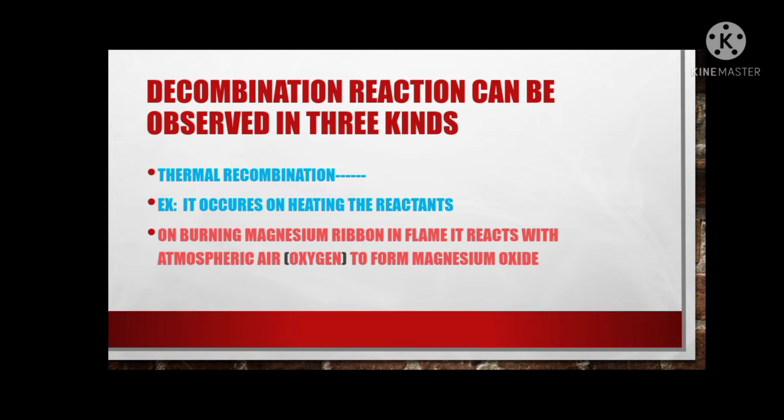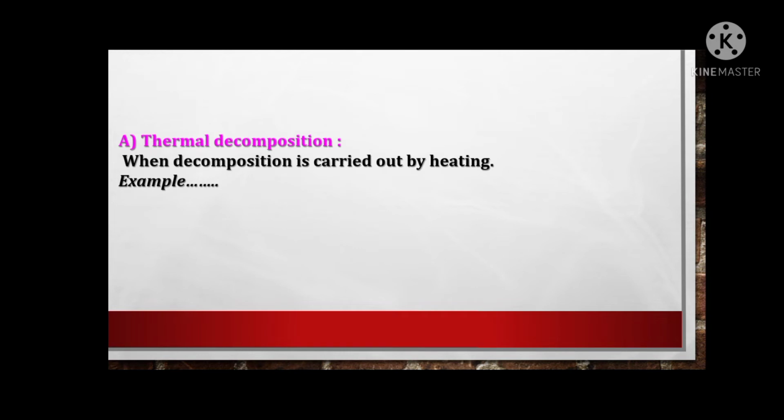And decomposition reactions can be observed in three kinds, namely thermal decomposition, electrolysis, and photo decomposition. Let us learn in detail about these kinds with examples. This type of chemical reaction is carried out by heating. That is why this decomposition reaction is termed thermal decomposition. It is decomposed only in the presence of heat.